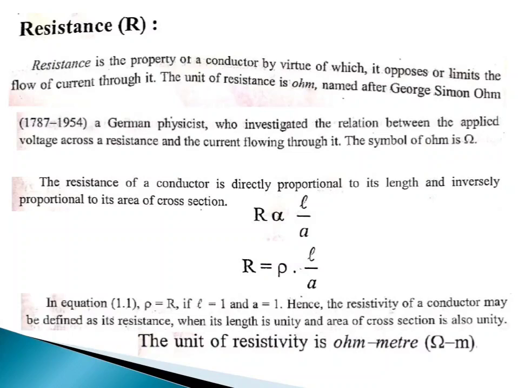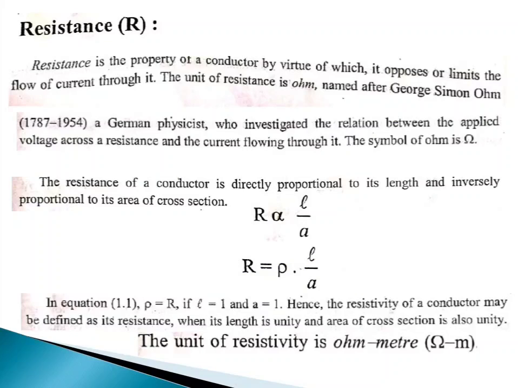The resistance of a conductor is directly proportional to its length and inversely proportional to the area of cross section. That is, R is directly proportional to length and inversely proportional to area. R is proportional to L by A. If I equate this, I'll put rho as a constant. So R is equal to rho L by A, where rho is the specific resistance. When R becomes rho, L and A both are 1.